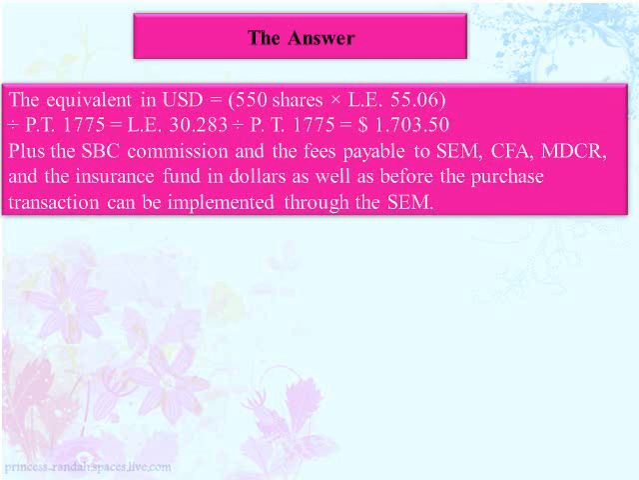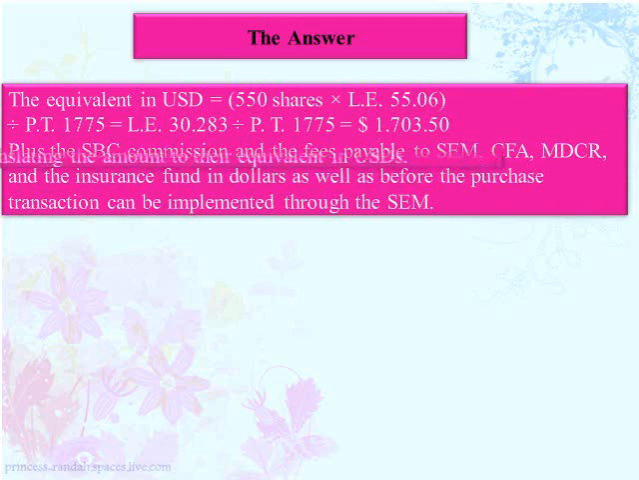This equals, in dollars, $1,703.50. In addition to this, of course, we have to remember that there is an SBC commission, and there are fees payable to the SEM, the CPA, the MCDR, and the insurance fund in dollars. By the way, the same rates we have been using under the transactions in Egyptian pounds apply, but here they shall apply to the $1,703.50.